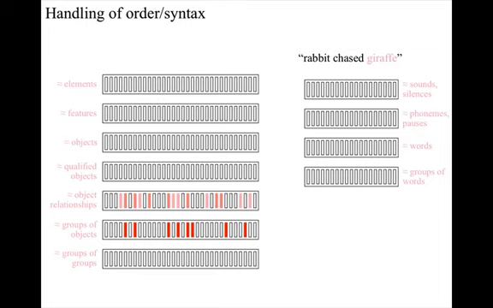So the sequence of processes creates a population of active columns in the object relationships and the groups of objects areas, as if looking at a rabbit chasing a giraffe. And because of the ordering of the sequence, this population is quite different from the one that will be activated by looking at a giraffe chasing a rabbit.